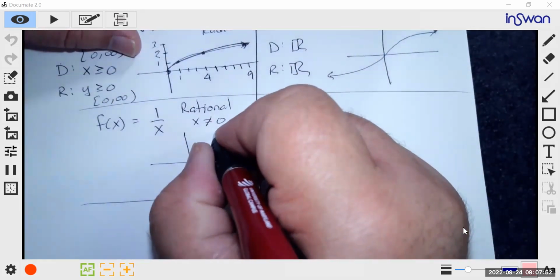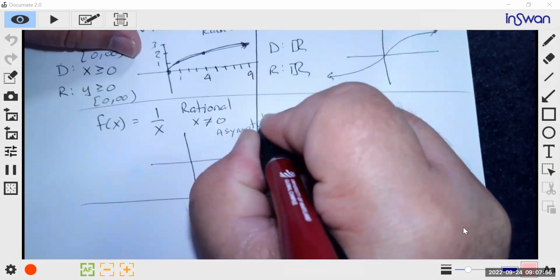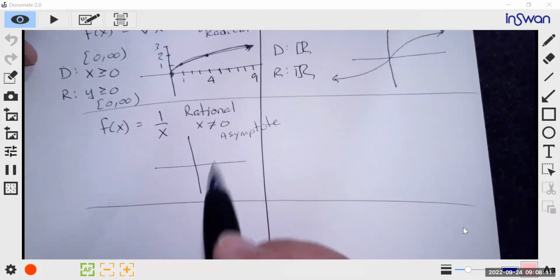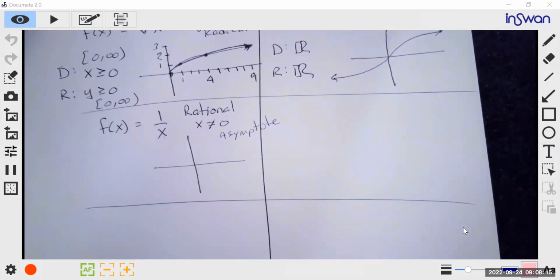And we call that an asymptote. An asymptote is simply a vertical line that the graph cannot cross because it'll make the denominator zero. A vertical asymptote. If x is zero, it's undefined. We can't use that.